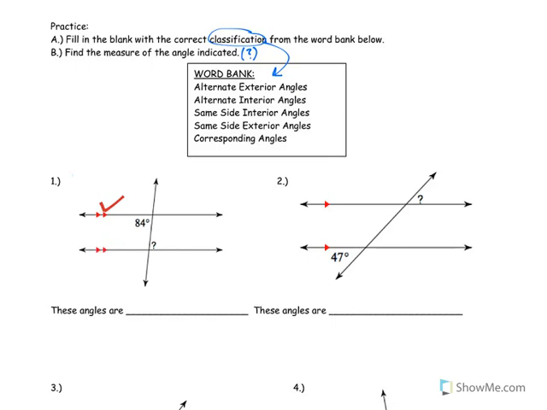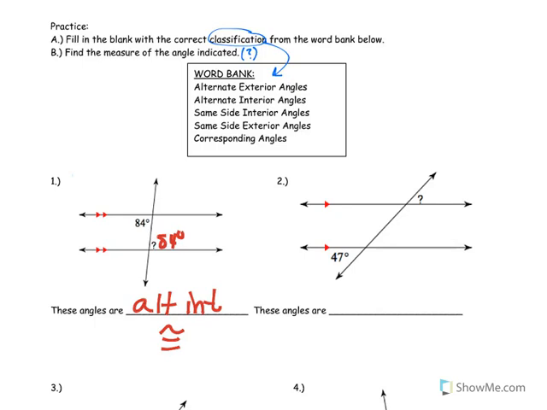So looking at number 1, I have my parallel lines, the angle that's given to me, and my question mark. Those would be alternate interior angles. I'm just going to abbreviate for the sake of time, right? Alternate interior. And we know now that alternate interior angles are congruent, so that means that my question mark is 84 degrees. And that's it. That's all I have to do, okay? I figured out what the relationship is, and I found the missing angle, okay?